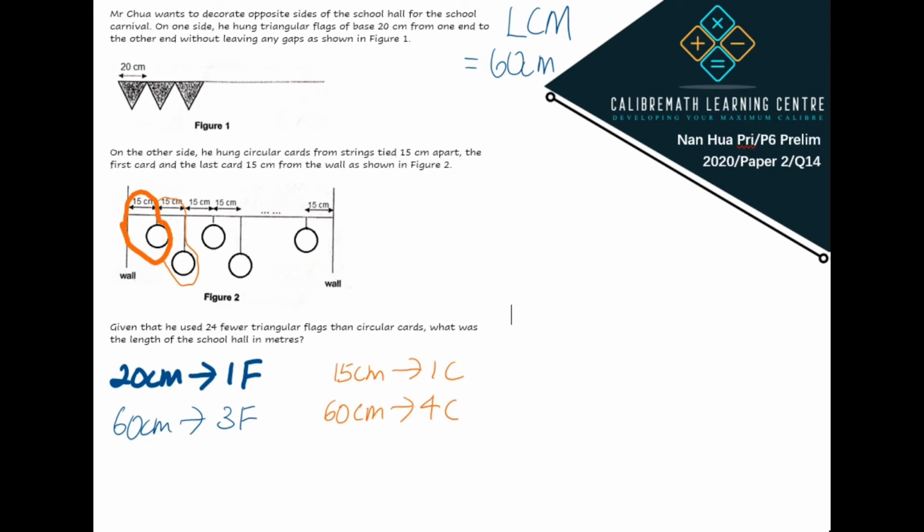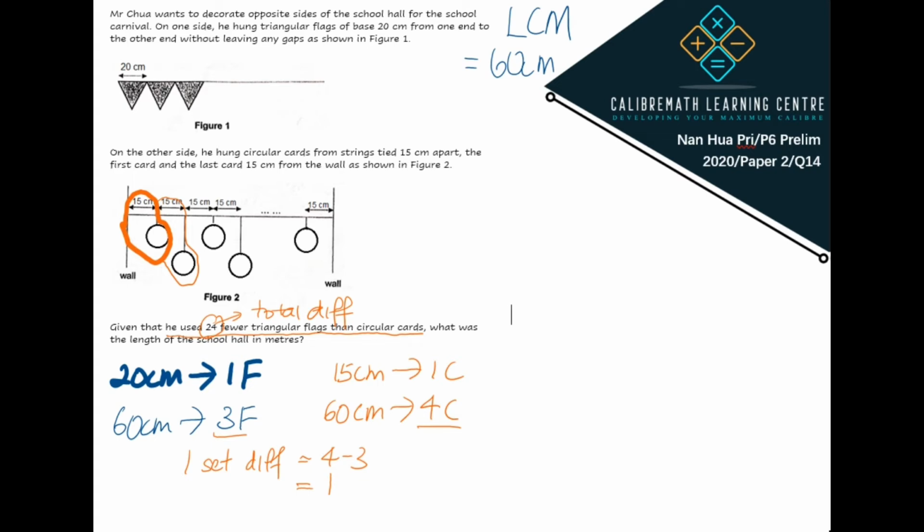Now, the next information that the question has given is that he used 24 fewer triangular flags than circular cards. So this 24 is the total difference between the triangular flags and the circular cards. So we'll need to find the one set difference over here, and that will be using the 4 and the 3. And that gives us a one set difference of 1. Okay, so now the next step we can proceed to find the number of sets.